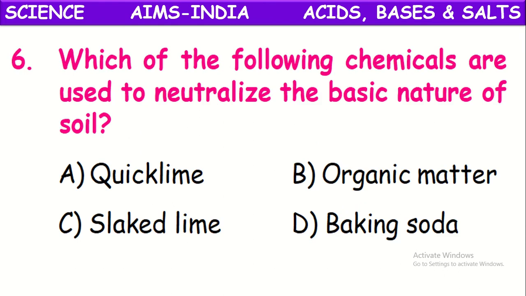Okay, next one. Which of the following chemicals are used to neutralize the basic nature of soil? If the soil is basic in nature, some organic matter is added to the soil. This organic matter contains some acidic property. The acidic content in the organic matter reacts with the basic substance in the soil and hence neutralizes it. So they add organic matter to neutralize soil which is basic in nature.